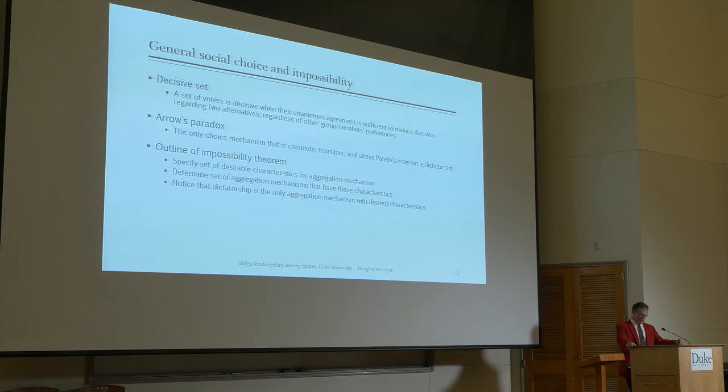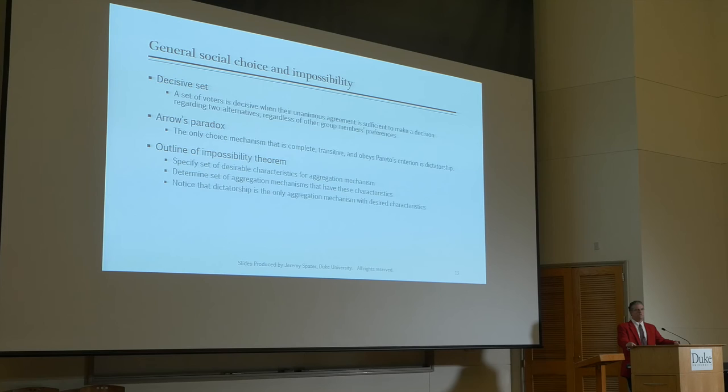So the way Arrow approached this problem was to specify a set of desirable characteristics, determine a set of aggregation mechanisms that have those characteristics, and then show that the only element of that set is dictatorship. So it's a topological proof. He defines things in terms of sets. What are the set of desirable characteristics? Look at the set of aggregation procedures that have those desirable characteristics, and then see how many aggregation procedures satisfy those characteristics. The answer is one, dictatorship. You are not responsible for the details of the proof. You do need to understand its implications.